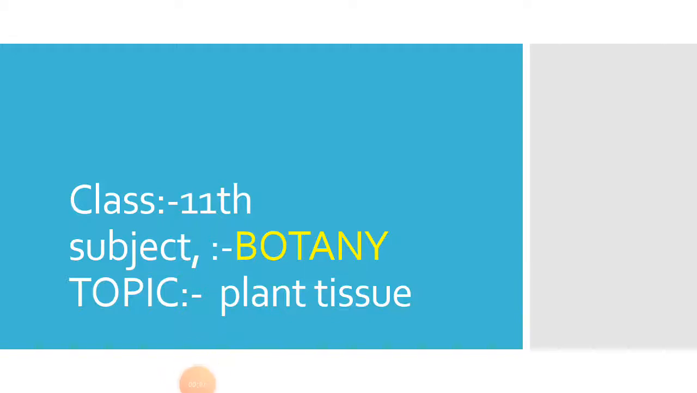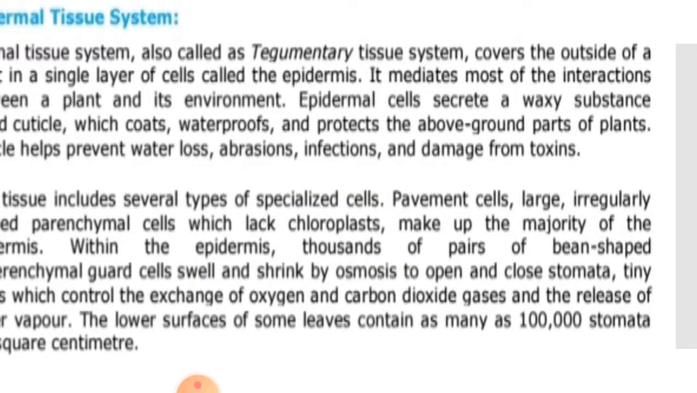Students of 11th class, our today's topic of botany is plant tissue. पहले हम देख लेंगे कि what is tissue. Tissue system is a tissue or group of tissues derived from a portion of meristem which perform a similar function in the plant body irrespective of its position.